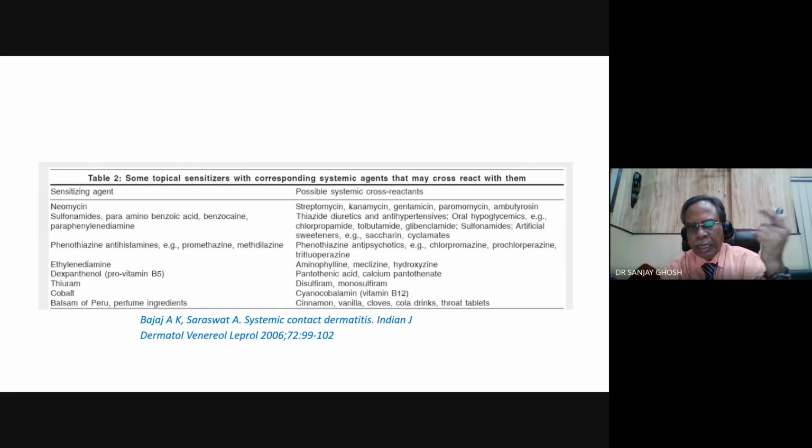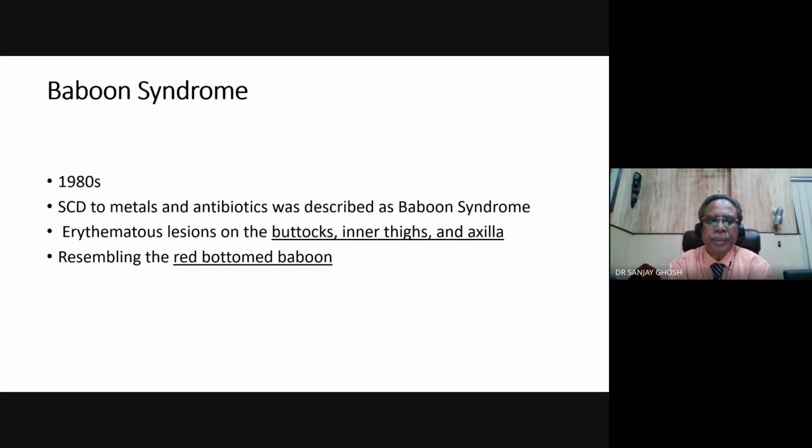These are oral, also chlorpropamide, tolbutamide. These are all cross-reacting, artificial sweetener. Also thiuram and disulfiram are cross-reacting. Cobalt is cross-reacting with vitamin B12, cyanocobalamin. We have seen cases with cobalt positivity getting severe allergy after taking a vitamin B12 injection. And balsam of Peru I already told.